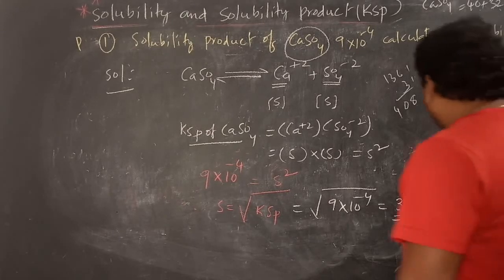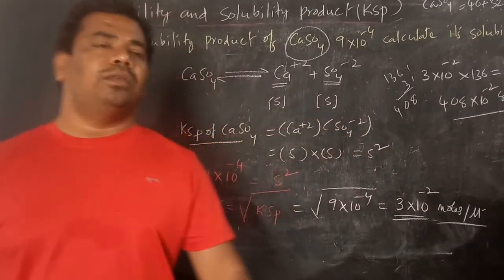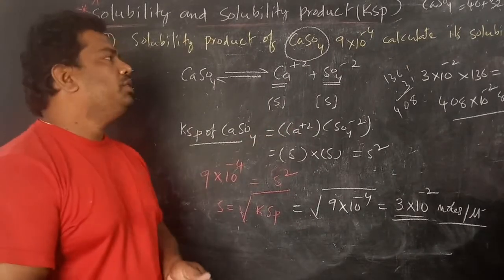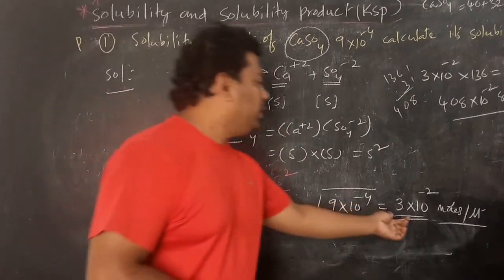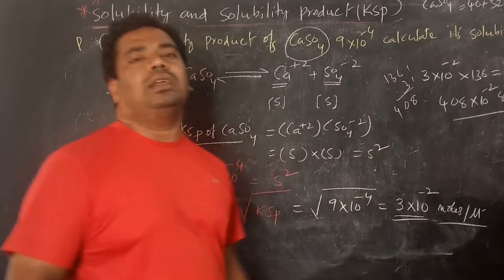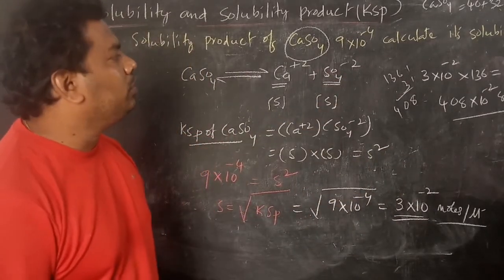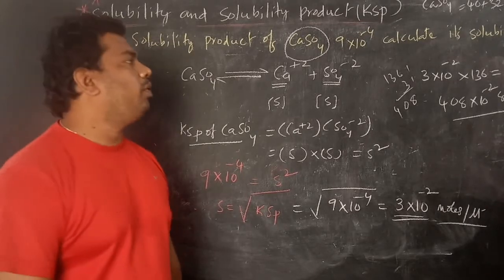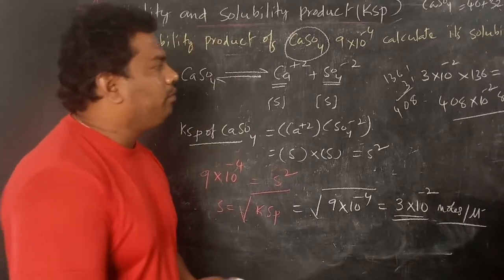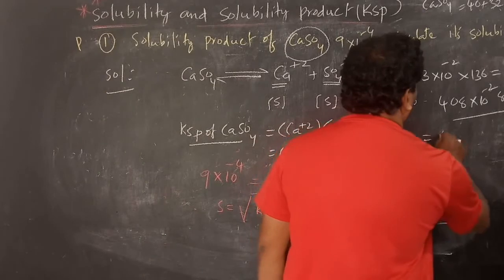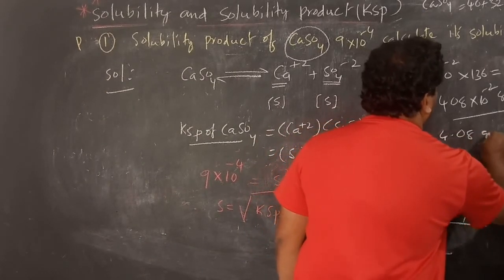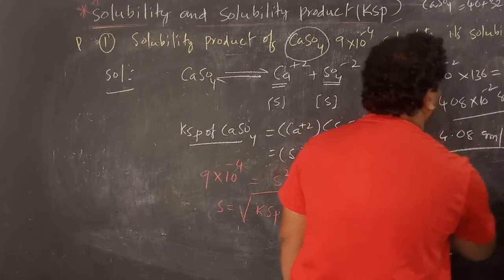So if the answer is in moles per liter, you can convert it into gram per liter by multiplying with its molecular weight. That is equal to 408 into 10 to the power of minus 2 gram per liter, or simply you can write 4.08 gram per liter.